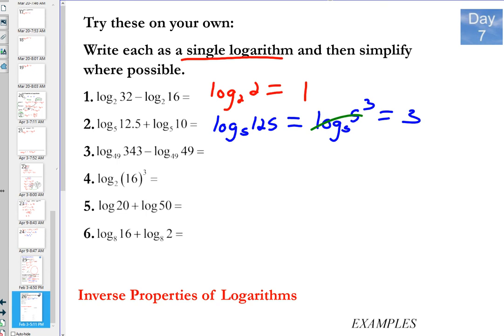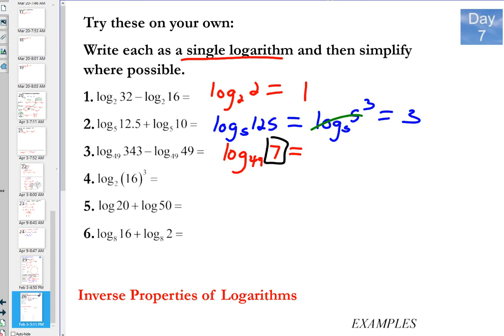This is quotient property. 343 divided by 49 is... 7? So when you're taking a log of a number that's a fraction, you're gonna get a negative. But when you're taking the log with the big number, like the physically big number, is less than the base of the log, you're gonna get a fraction.